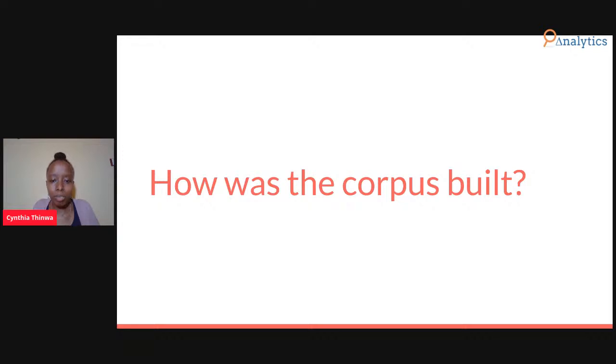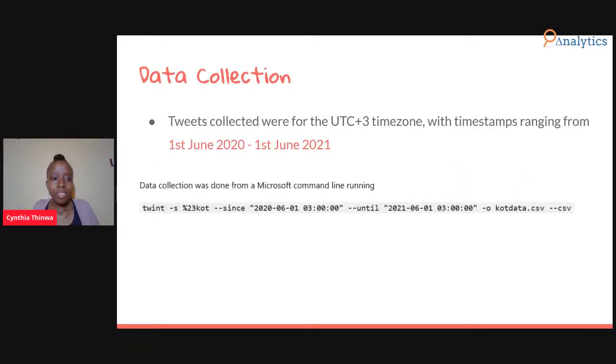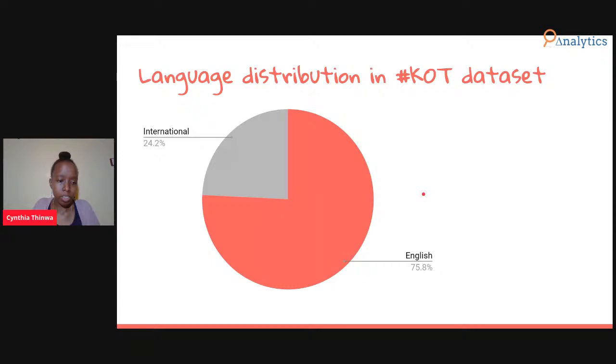So we then ask ourselves the question, how was the corpus built? So the first stage was data collection, where tweets that were collected were for the Kenyan time zone, UTC +3, with timestamps ranging from 1st of June 2020 to 1st of June 2021. And you can see the code that was used to do the data collection. So we used a command line tool in Python called Twint to mine the data. And when we look at this language data set, a large number of the tweets are labeled as English, with the remaining amount being labeled international languages like Turkish, Polish, etc.